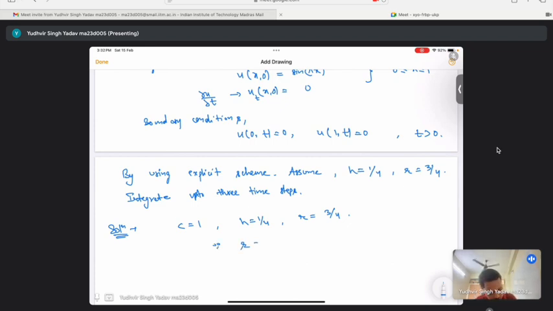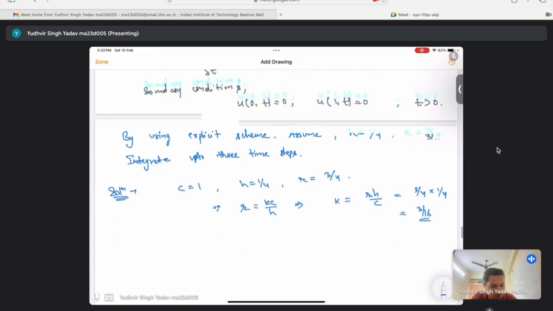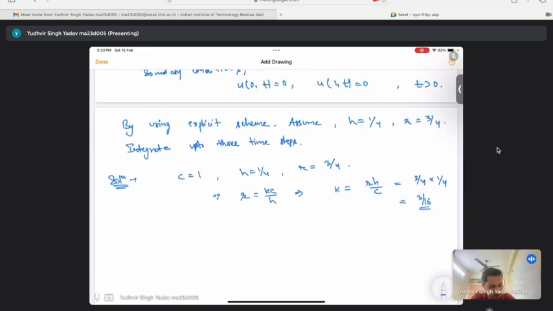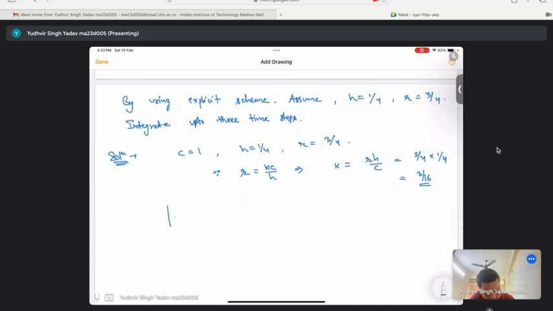But since we know that r is nothing but kc by h, it will imply k will be nothing but rh by c, and we have all these values, so it will be 3 by 4 times 1 by 4, so it is 3 by 16. So the step size in the time direction is 3 by 16, and we have to integrate up to 3 time steps, so it will be 3 by 16, start from 0, 3 by 16, and 3 by 16.